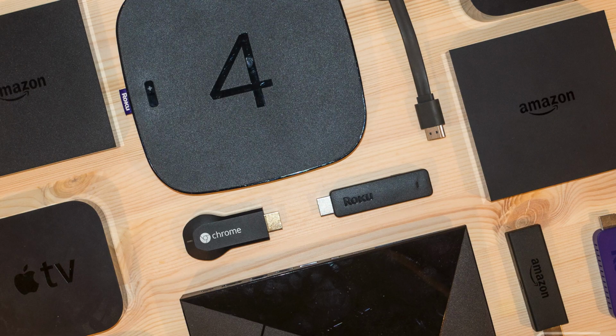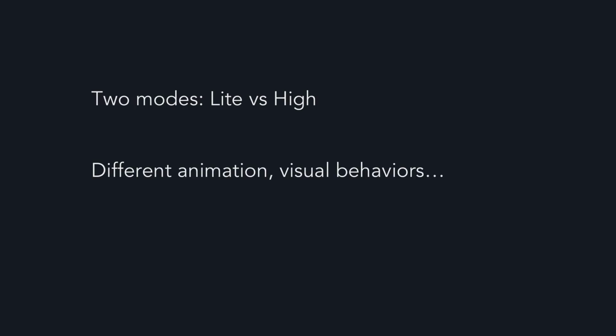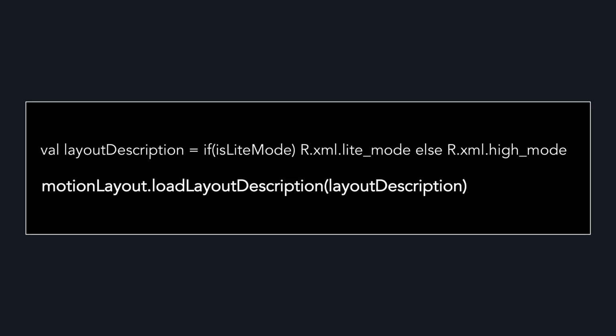For Disney Plus, we are available on a lot of devices, and all these devices, especially on TV, are not all super powerful. So we have two modes. The app will not be exactly the same on the NVIDIA Shield and on the Mi Box, for example. We will have different animations, different timing, and also different visual behavior. So we have only two motion scene files. To switch, we just have a boolean to say whether it's light mode or not, and we just load the right layout description for the mode we use.